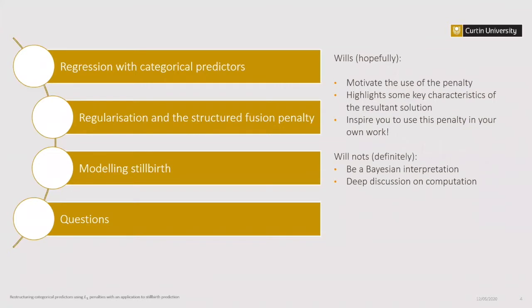So my talk today, I'm going to start off with things we already know, regression with categorical predictors, move on to regularization and the structured fusion penalty, which was the main focus of my honours dissertation. And then finally, apply some of that work to modelling stillbirth. Hopefully at the end of this, you'll have an idea of the motivation behind the penalty. I'll be able to highlight some key characteristics of the resultant solution. And the dream being, obviously, a little bit of inspiration to maybe go out and use this penalty in your own work. There will not, unfortunately, depending on your stance, be a Bayesian interpretation of the penalty, nor a deep dive discussion into computation.